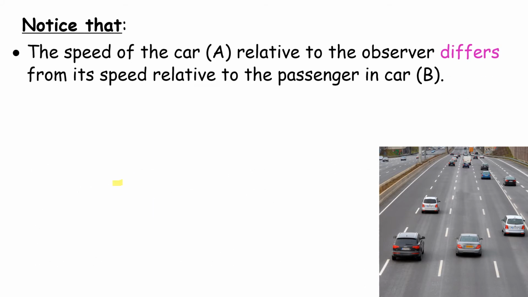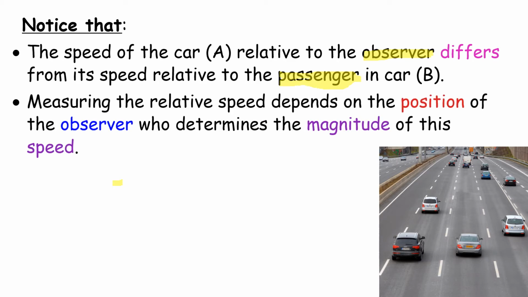Notice that the speed of the car A relative to the observer differs from its speed relative to the passenger in car B. Why? Because the observer's speed was 0, so he measured the real speed. But the passenger in car B measured the speed while he himself was moving, so he saw it as less than the real speed. The observer measured it as 100 and the one in car B measured it as 20.